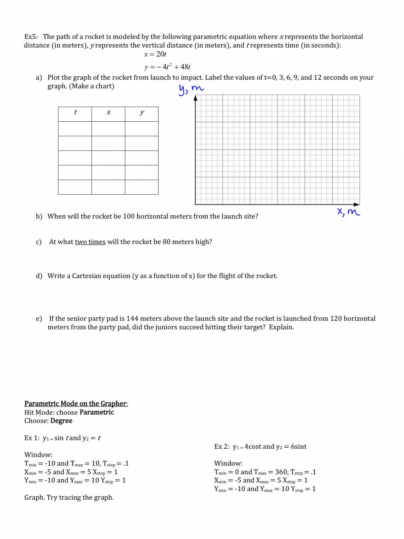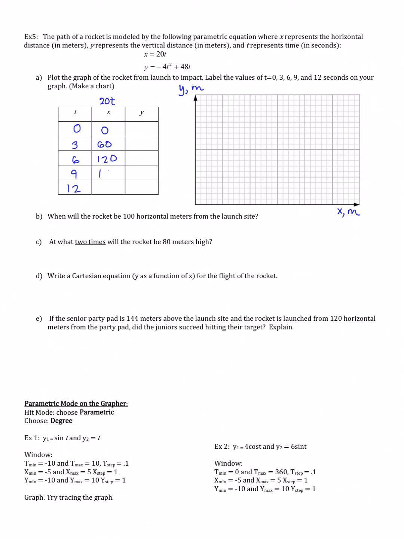So what do we have? 0, 3, 6, 9, 12. And then we're going to have x equals 20t. So that's going to be 0, 60, 120. Hello. I can multiply.